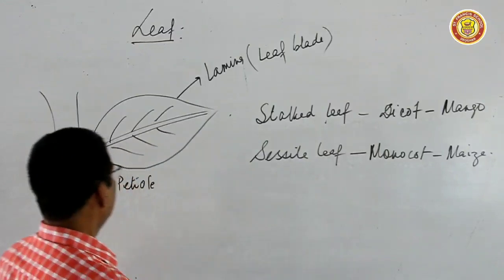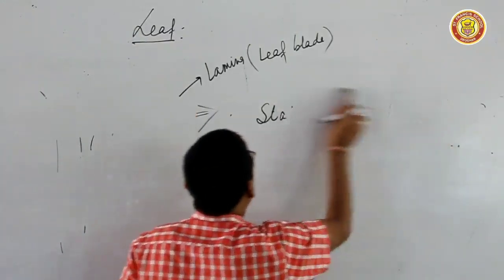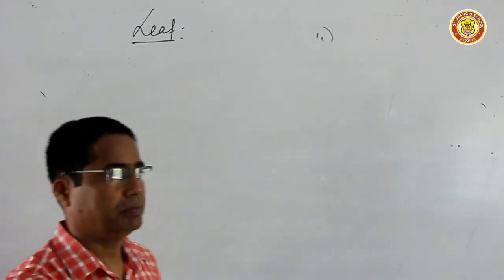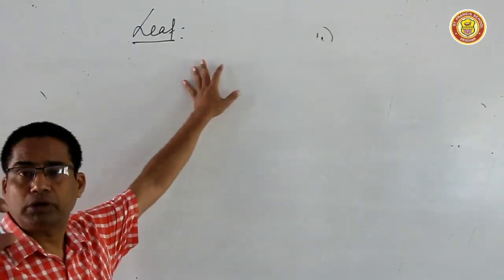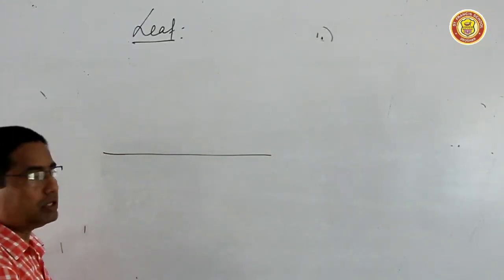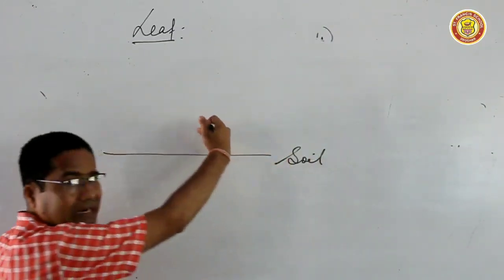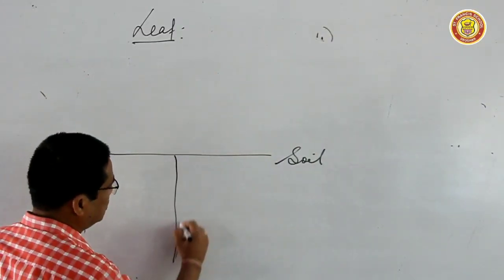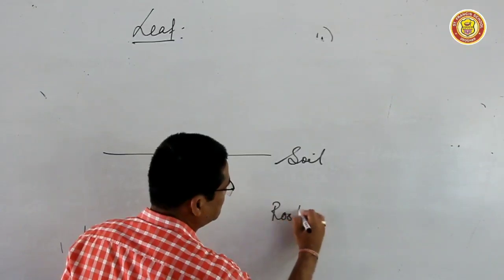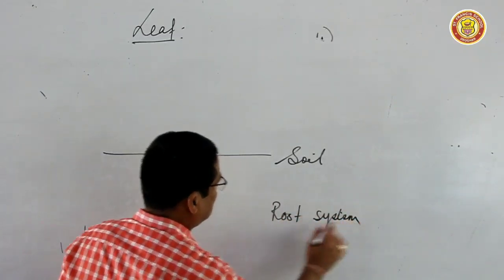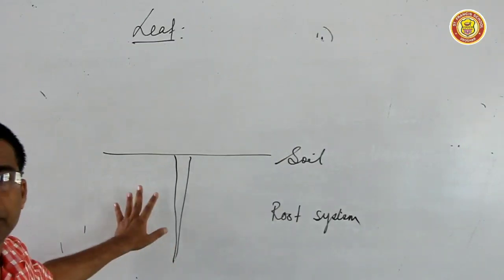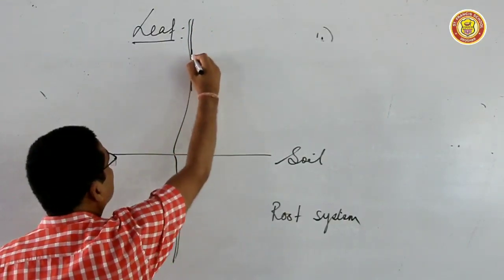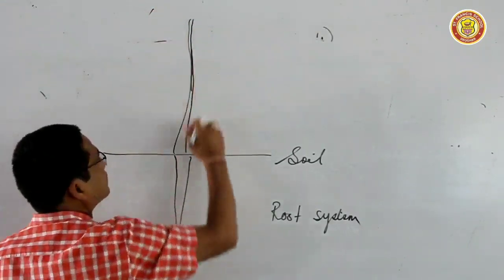Okay. Now moving on to the main structure to which the leaf is attached. I told you that is the stem. Before that, I told you a plant has two important parts. A part which is present below the soil, this is the soil, and the part of the plant that is present above the soil. The part that is present below the soil is the root or the root system, also called the underground part. The part of the plant which is present above the soil is the shoot system.